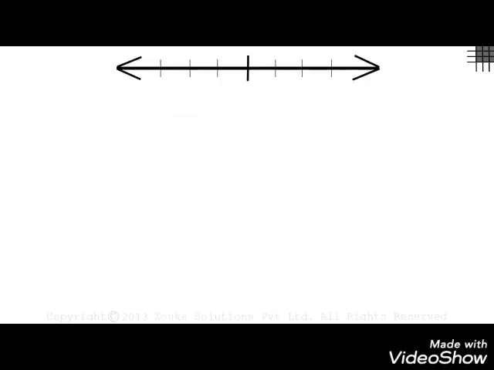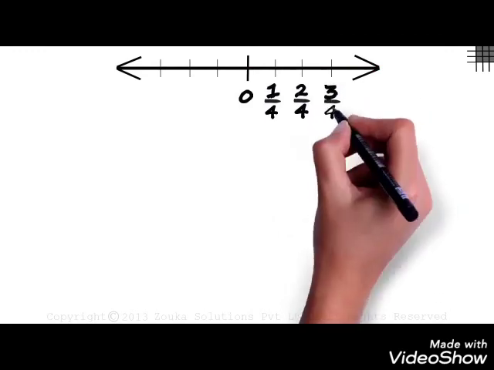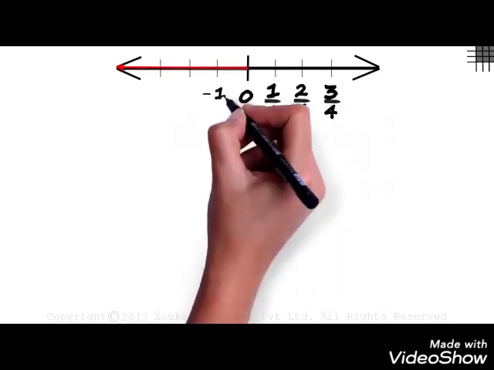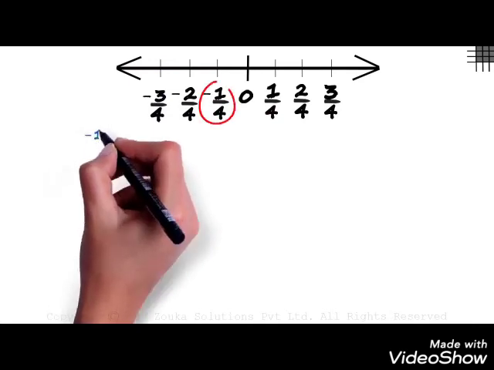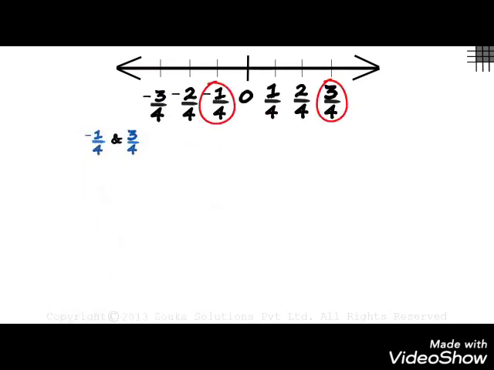Number line. In the center we have 0. On the right hand side we have 1 by 4, 2 by 4 and 3 by 4. On the left hand side we have minus 1 by 4, minus 2 by 4 and minus 3 by 4 and so on. Say we want to find the number of rational numbers between minus 1 by 4 and 3 by 4. Before we try to find the number of rational numbers between them, let us try finding the average of these two numbers. To find the average, we add the two numbers and multiply them by half.